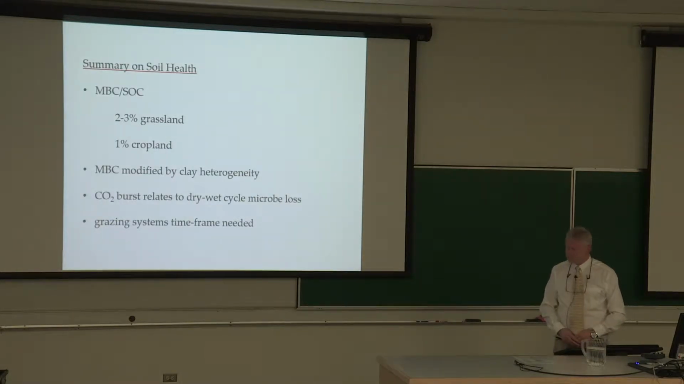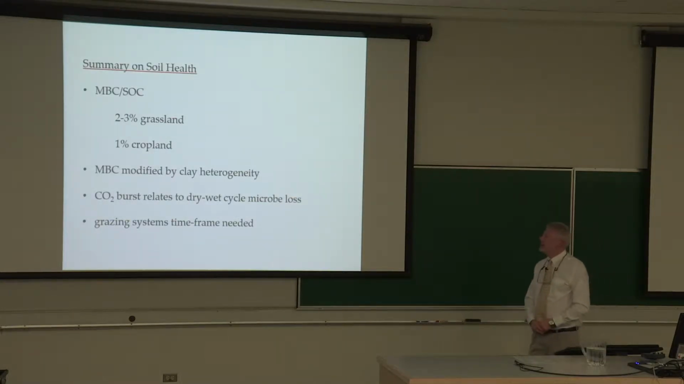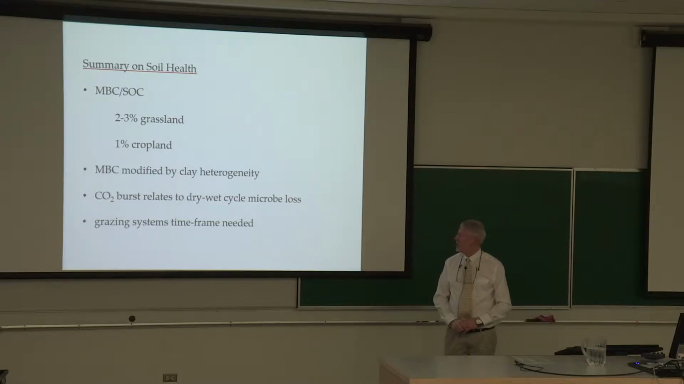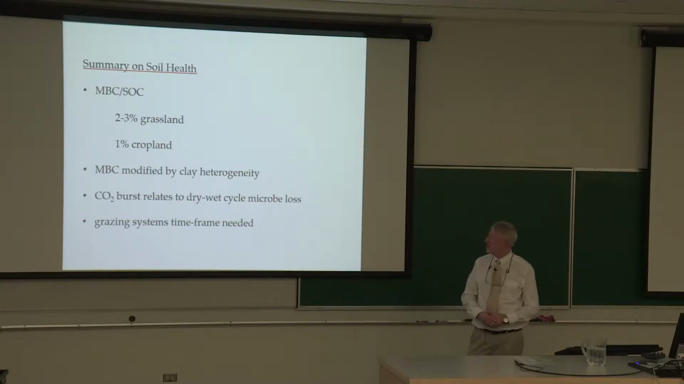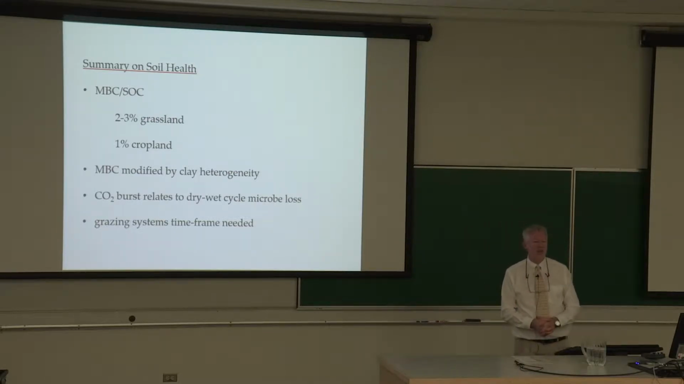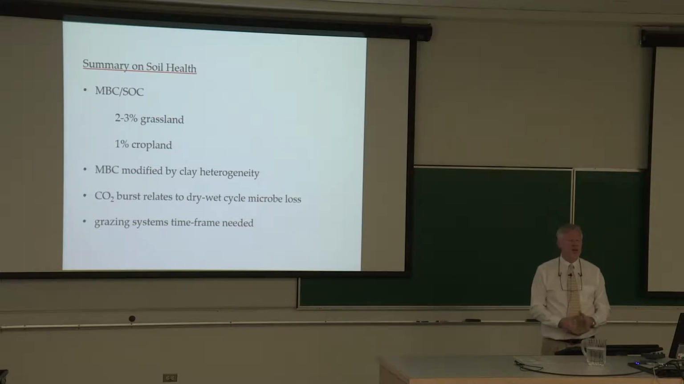So my summary for soil health. Our ratio, our quotient, biomass carbon over soil organic carbon, 2-3% for grassland, 1% for cropland. The biomass is modified by clay heterogeneity. This is at scales of tens of meters across the field. Carbon dioxide burst appears to relate to the dry-wet cycle microbe loss. And the grazing system's time frame, that's what we really need to know. How long do you need to change soil health in there? And to build in the productivity data of those systems as it becomes available from the collaborators.